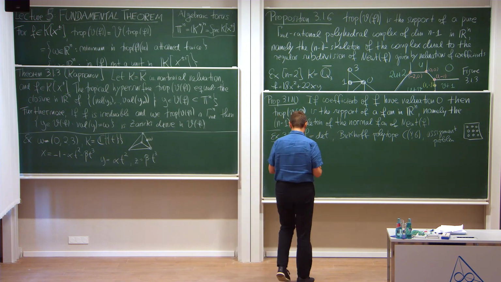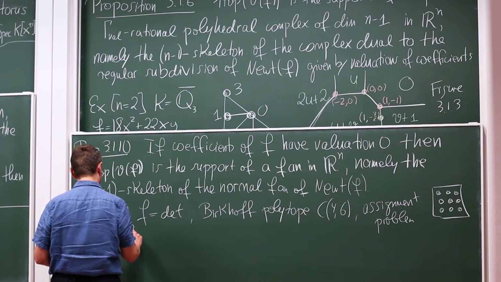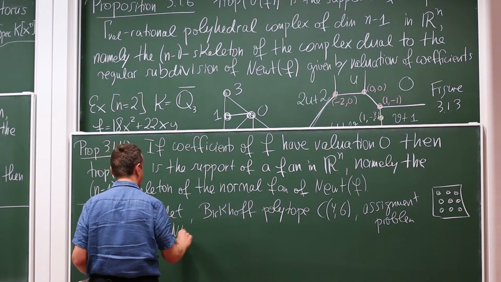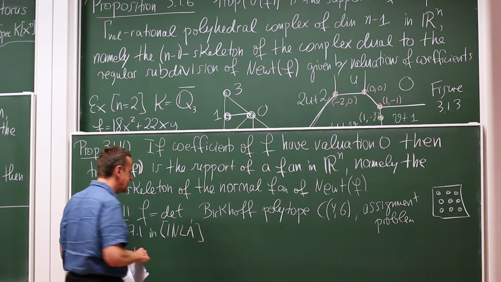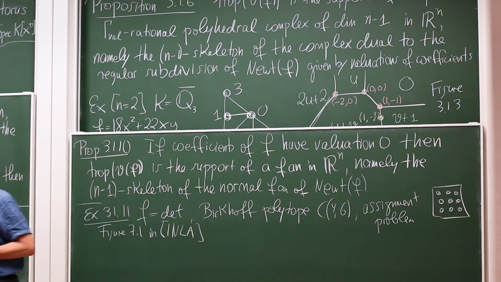Now, let me refer to a figure that's not in the book, but that's in a different book. INLA is Invitation to Nonlinear Algebra. That's the book that Mateusz Michalek and I just finished. And chapter 7 gives you a glimpse of tropical geometry, and a picture of this tropical variety is shown in this diagram.